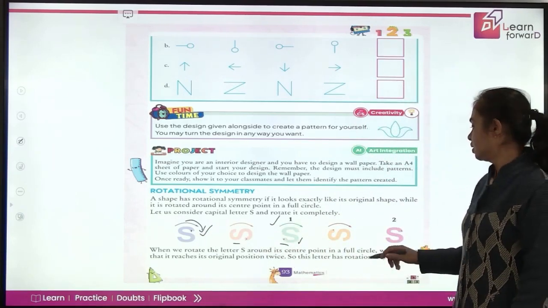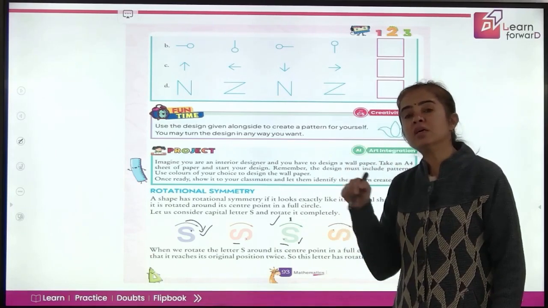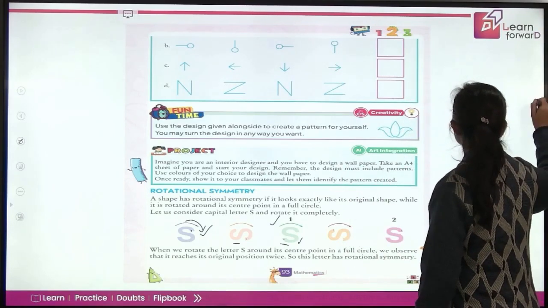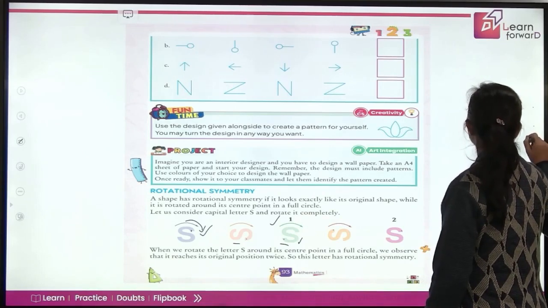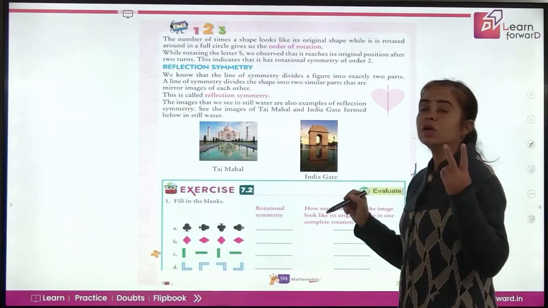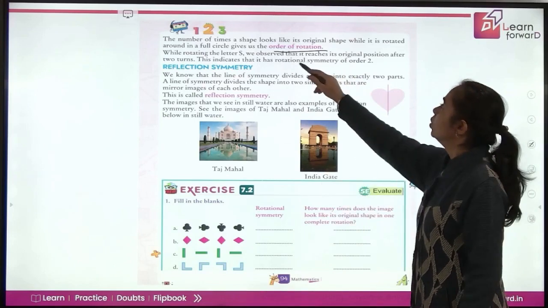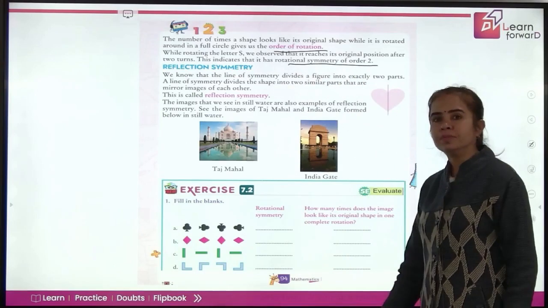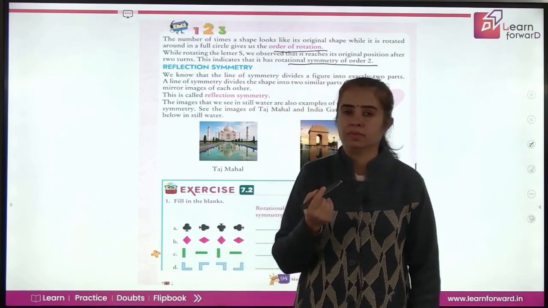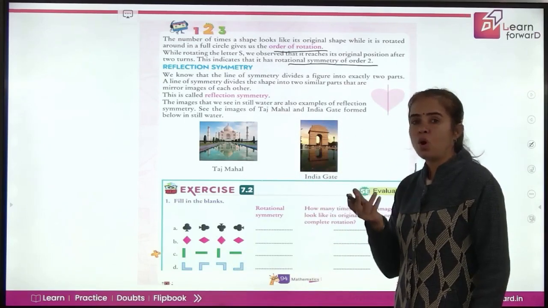So, this pattern, this letter, has rotational symmetry. And in how many turns it reaches its original position? That is called the order of rotational symmetry. So, here it reaches in 2 steps. So, this is called the rotational symmetry of order 2. So, this is the order of rotation, and your S has rotational symmetry of order 2. Right? So, in how many turns it looks like its original shape, position, everything, that is the order of rotation.